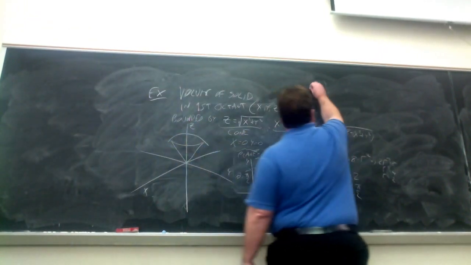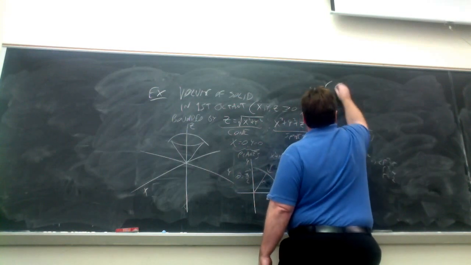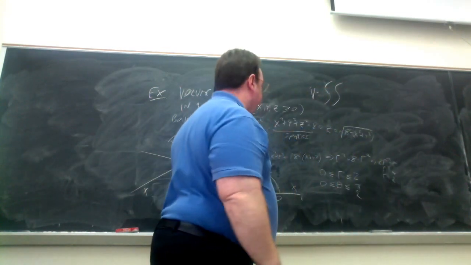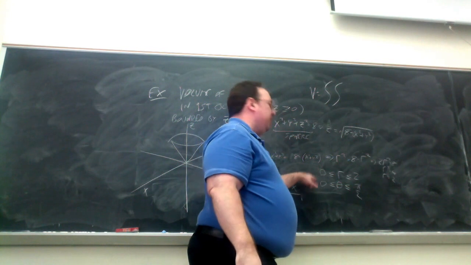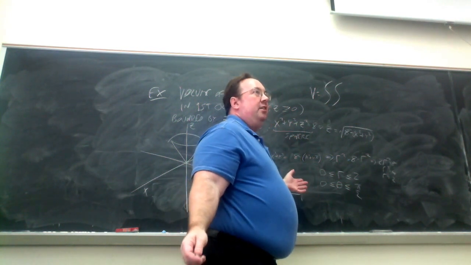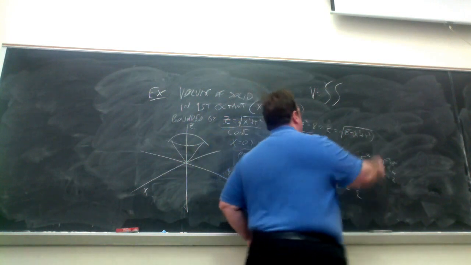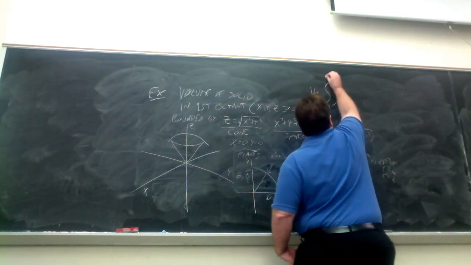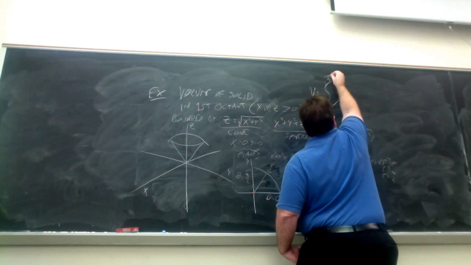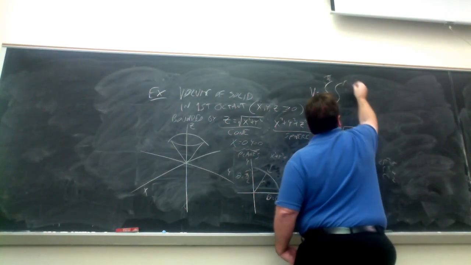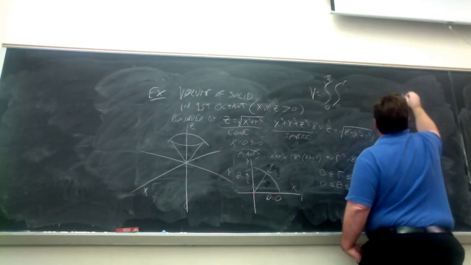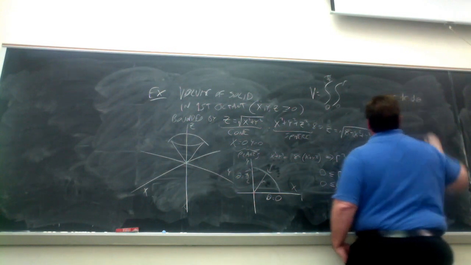So the volume will be the integral. Now we can have either one of these be the outer limits. Just by convention, if I have a choice in the matter, I let theta be the outer limits. 0 to pi over 2, and then 0 to 2 for r, and we're going to have r dr d theta. Don't forget your extra factor of r.